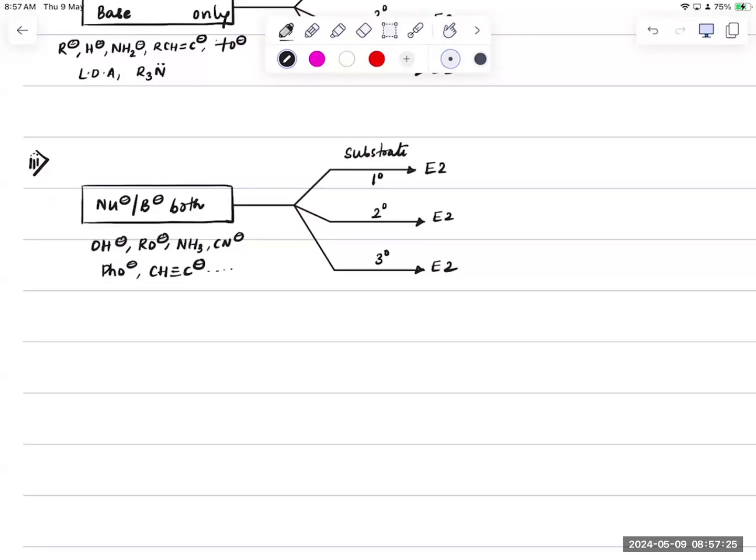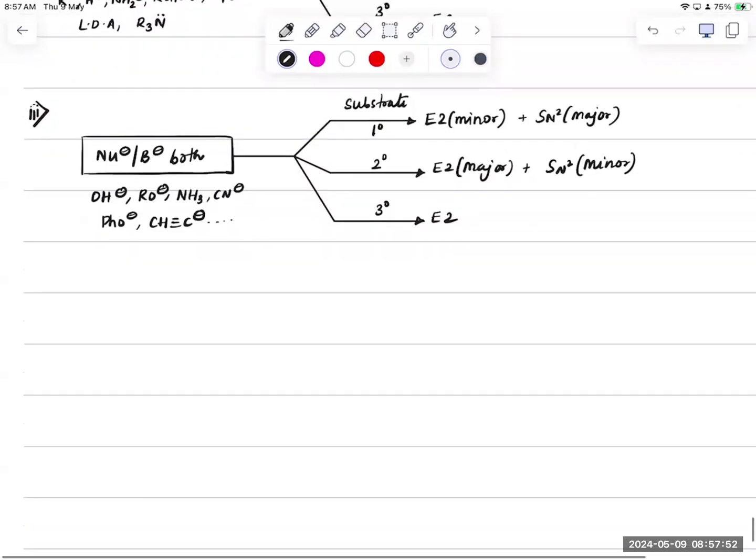Okay. So now, if it is 1 degree substrate, then E2 will be minor, and SN2 will be major in this case. And if it is second degree, then E2 will be major and SN2 will be minor in this case. Got it? And if it is 3 degree, there is no SN2, it is always going to be E2 mechanism only. Got it?